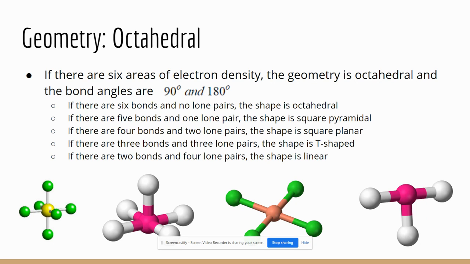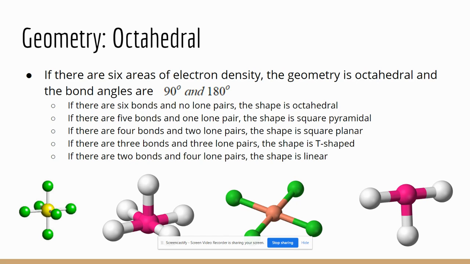If you have 6 bonds, no lone pairs, the shape is also octahedral. If you have 5 bonds, 1 lone pair, it's square pyramidal. If you take a look at it, it looks like a pyramid with a square base. If you have 4 bonds and 2 lone pairs, it's square planar. You've got 4 bonds in a plane.